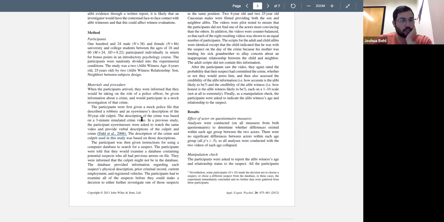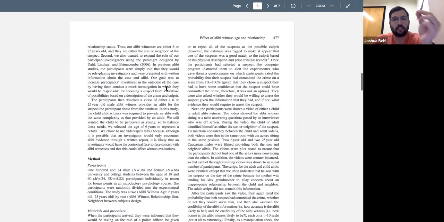They're given a police file that described a robbery and an eyewitness description of the 50-year-old culprit, and so on, right? And I mean, you guys can all read. So you can see where they literally went step by step here.